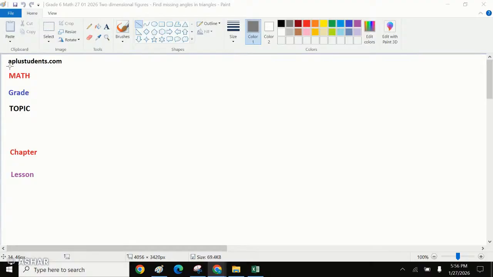The first thing you need to do is go to aplusstudents.com. You need to go to the website. Once you're at the website, you need to select math as your subject. Okay. This is a grade 6 lesson, and the name of the topic is two-dimensional shapes or figures.